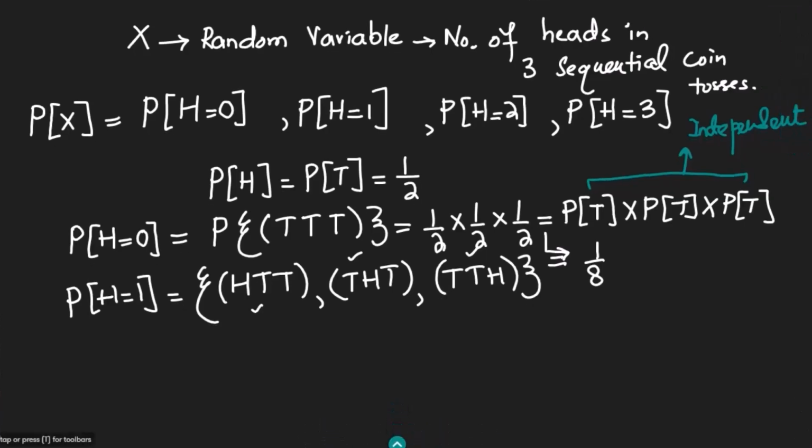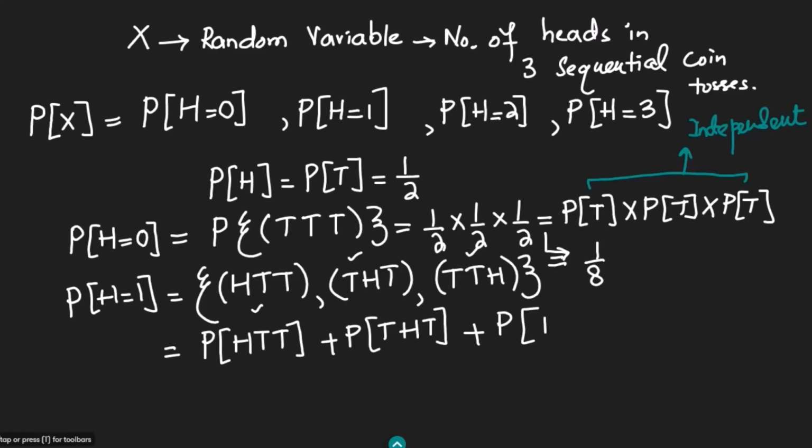Okay, so in order to find them out, I have to find the probability of heads, tail, tail, or the probability of tail, heads, tail, or the probability of tail, tail, heads. You can see that I am adding them together because of the OR condition here. Either this will happen, or this will happen, or this will happen. Therefore I am using addition.